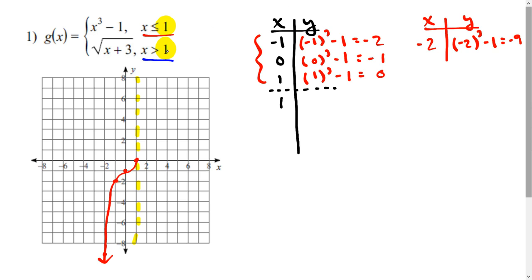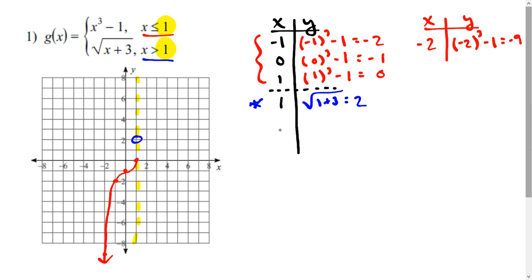The second piece is going to come from where x is greater than 1. I want to be smart about this because I'm doing square roots, so I want to try and pick smart numbers. If I plug in the number 1, that's going to be the square root of 1 plus 3. Well, that's the square root of 4, and the square root of 4 is 2. So lucky me, that was a smart number to pick. However, I need to remember to put an asterisk there because it's really where x is greater than 1. So this ordered pair is not included, but I can use an open circle to graph it.